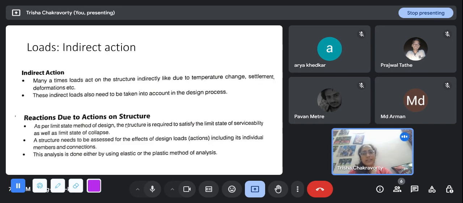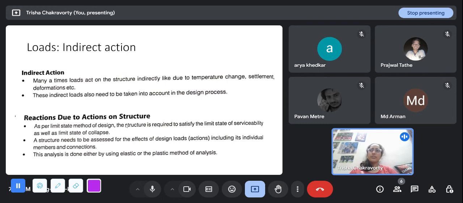And indirect actions are sometimes loads that act on the structure indirectly, like due to temperature change, settlement, deformation, etc. Temperature change is important in steel structures because it has a high thermal expansion coefficient. Settlement means settlement of foundation. Did we see what happened in Wayanad recently? When there's a landslide, the soil settles. That leads to the foundation tilting, and that leads to extra stresses developed on columns or on the entire structure. It starts from the foundation and gradually propagates to the entire structure.